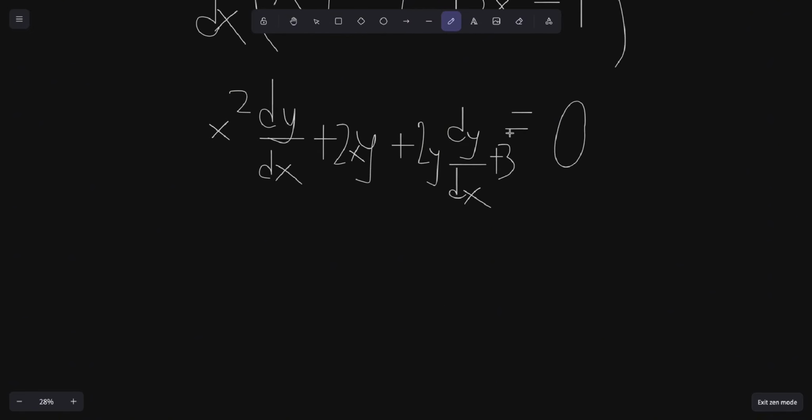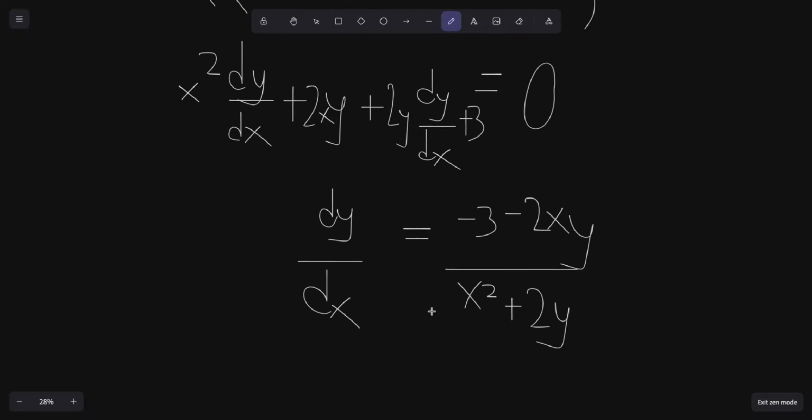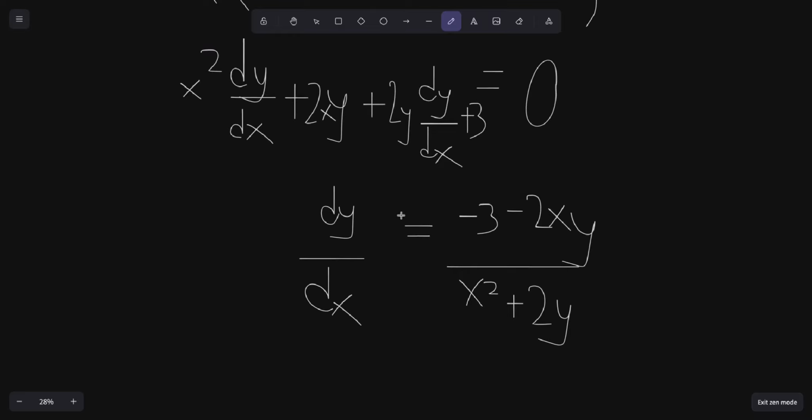And so if I move all these non-dy dx terms to one side, I get negative 3 minus 2xy. And then if I factor out a dy dx from both these terms, I get that dy dx equals negative 3 minus 2xy divided by x squared plus 2y. That is going to be my differential equation, okay?